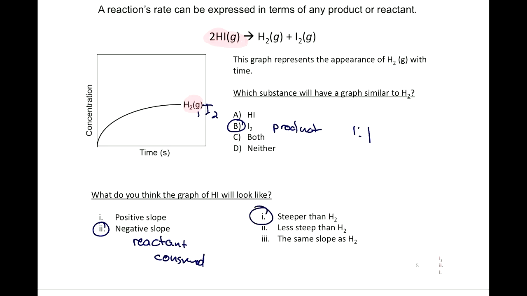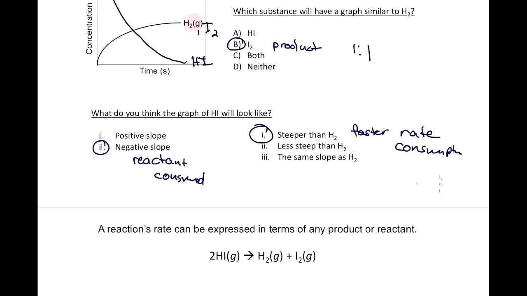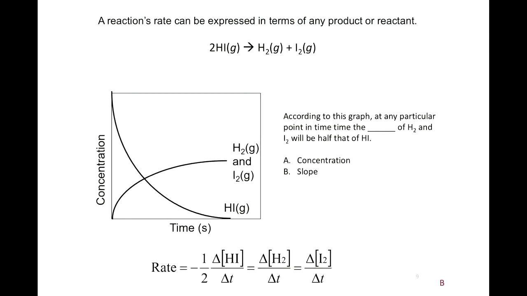Steeper, yeah. Steeper implies a faster rate, in this case a faster rate of consumption. So what it would look like is something like this, I guess. Steeper and negative slope. All right, that is what HI will look like. I think I have it on the next slide. Yes, I do. Oh, wow, that's pretty good.